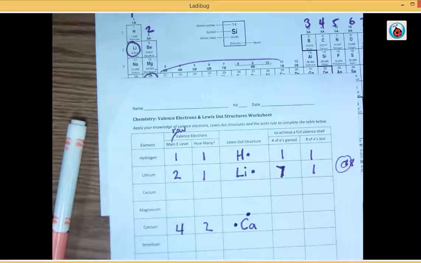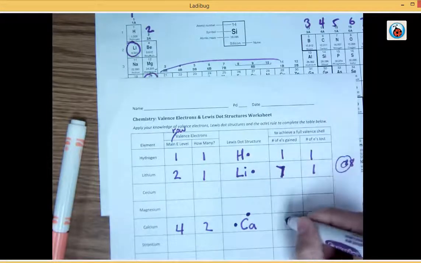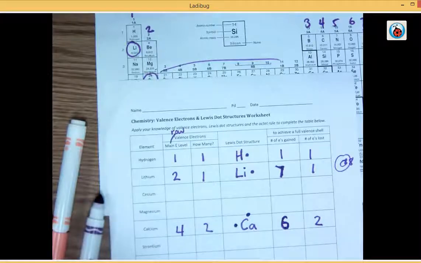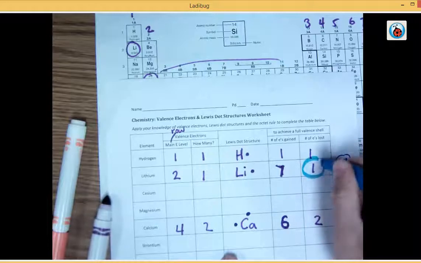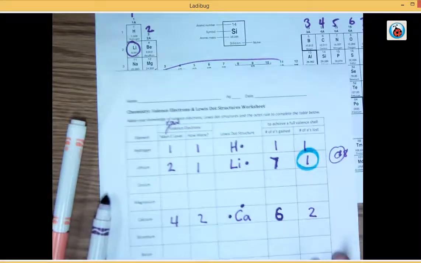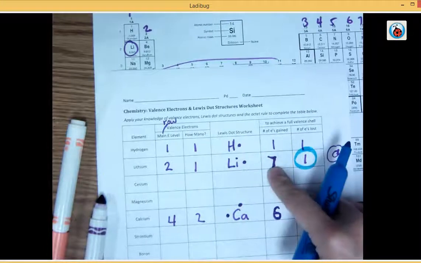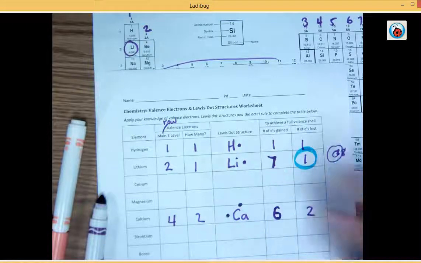1, 2. And if it's got 2 to get to 8, now they all want to be 8. It can gain 6, or it can lose 2. Okay. What's going to happen is it's going to do whichever's easier. So like this first one, it's going to circle the one that is more likely going to happen. Okay. Lithium's, it's easier to lose 1 than gain 7. Atoms are pretty lazy. So whichever's easier, they will do.